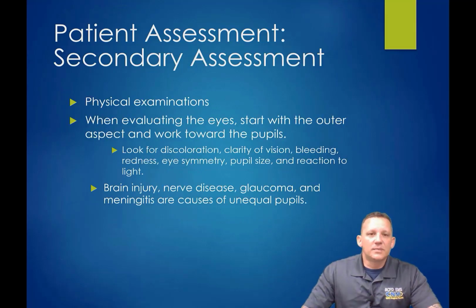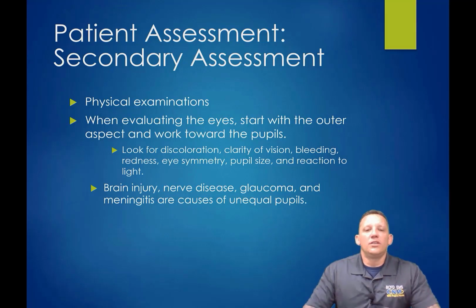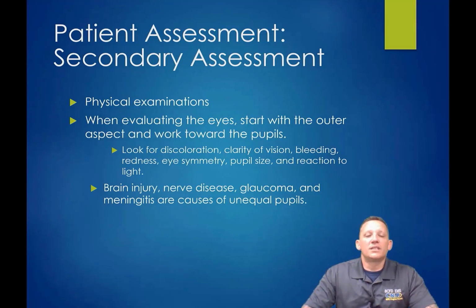In regards to your secondary assessment, you're going to evaluate the eyes, starting with the outer aspect and working towards the pupils. You're looking for discoloration of the sclera, right? Do we see any capillary bleeds into the actual white of the eye? Ask them about their clarity of vision. Is there symmetry to the pupils? If not, you want to ask them if that's genetic or a result of an injury, or if this is new to them today.